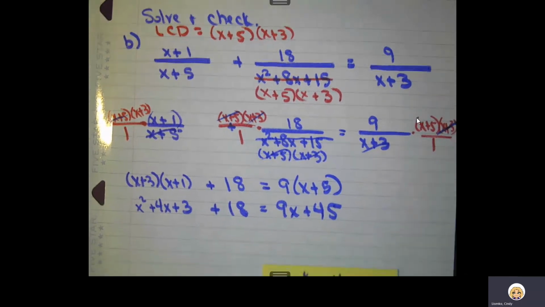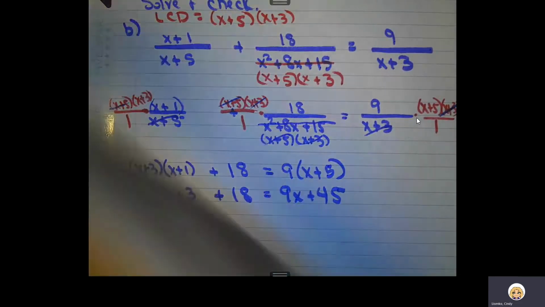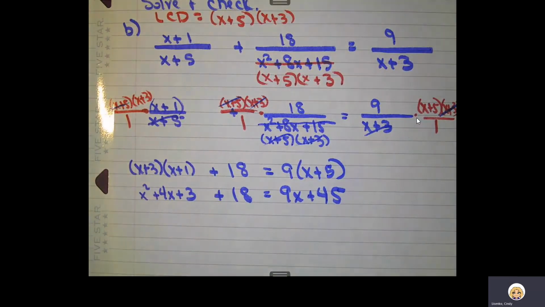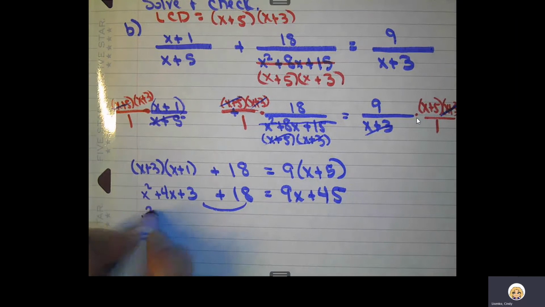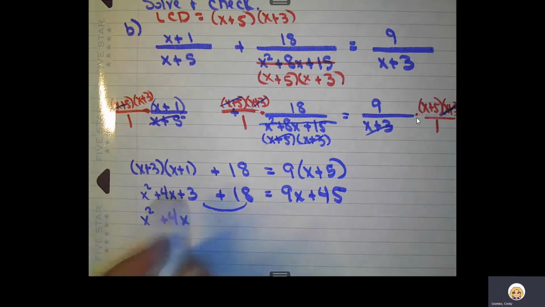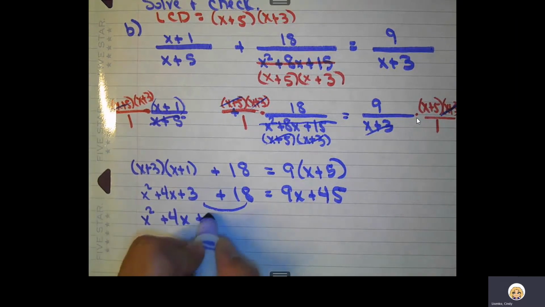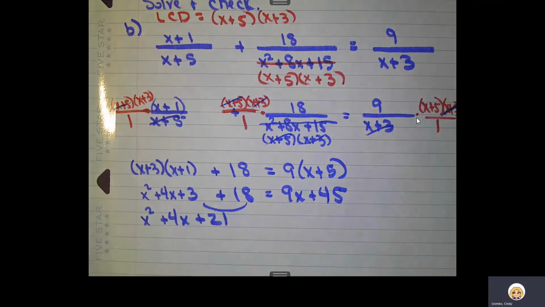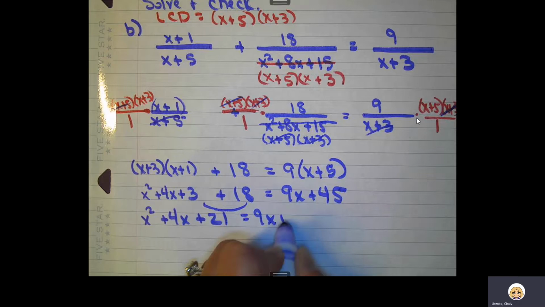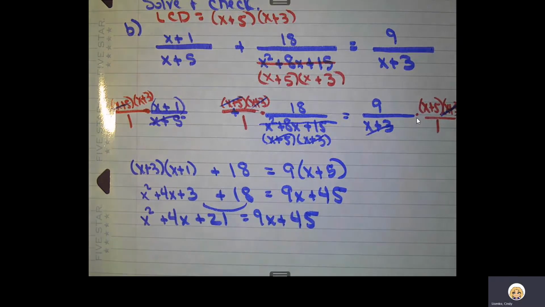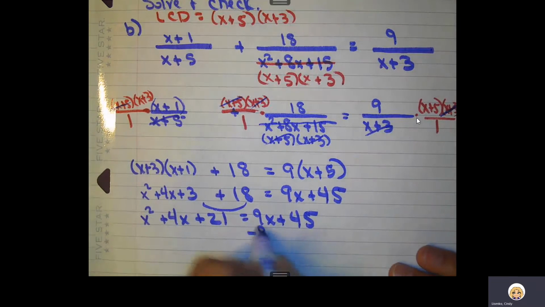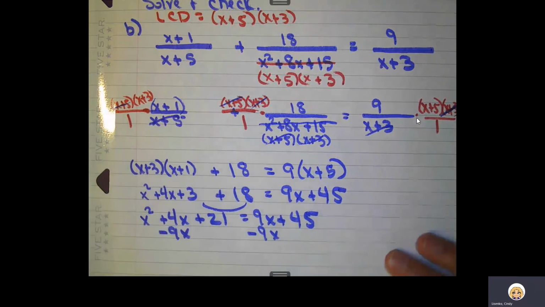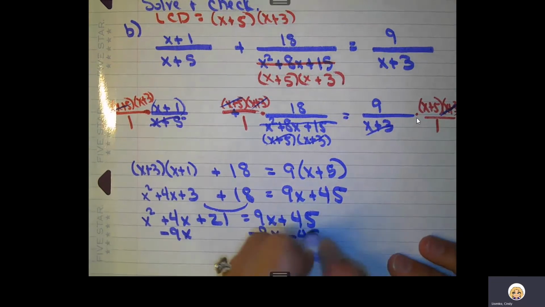Because there's a power of 2, I want to get everything to one side, and specifically to the x squared side, but I'm going to combine like terms first. I can combine those. So we have x squared plus 4x. 3 plus 18 is positive 21, so plus 21. On the other side, I have equals 9x plus 45. I need to get all of this to the left-hand side, so I'm going to subtract 9x from both sides. I put it underneath the 4x. I'm going to subtract 45 from both sides.